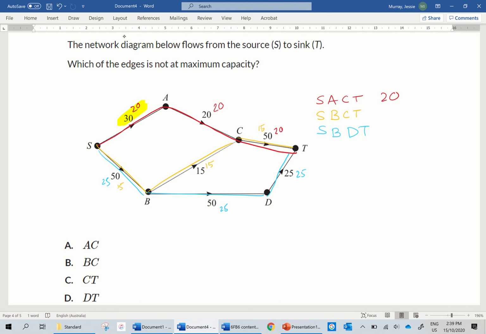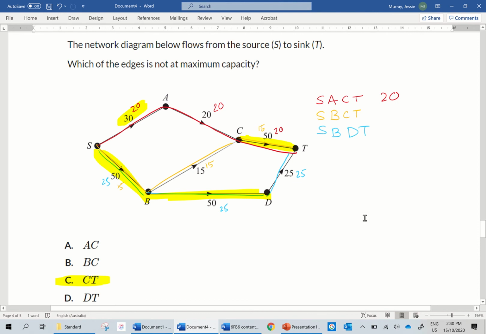And CT, this one here, is definitely not at its maximum. It could be doing 50, it's only doing 20 or 15, depending on which route we take. Same as SB and same as BD. The rest, though, are at their maximum capacity. So now, which one of those is in our answers? CT, BD, or SB. It is CT that they've put here.